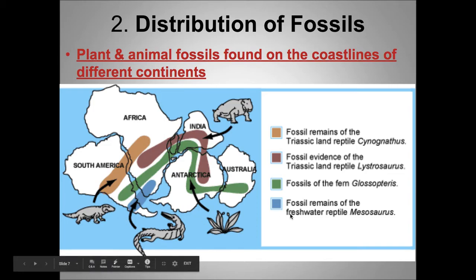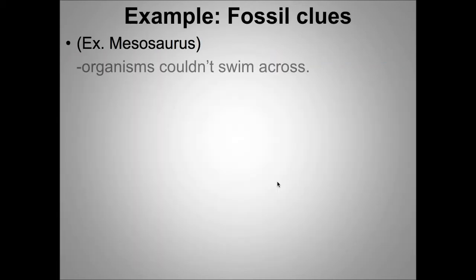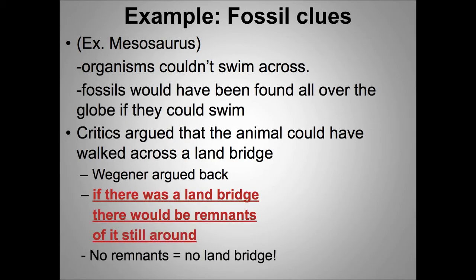All right, plants, Glossopteris. All right, fossils of Glossopteris have been found in South America and in Africa and in Antarctica. That's like really different. And in Australia. All right, they all line up. All right. This was kind of the big example that he used. It was the Mesosaurus. The Mesosaurus was a like semi-aquatic reptile that would not have been able to swim across an ocean. Because if it could swim across an ocean, then it should be everywhere.